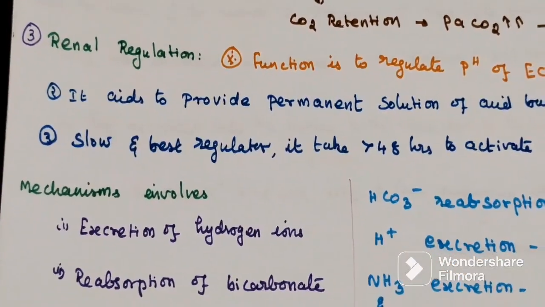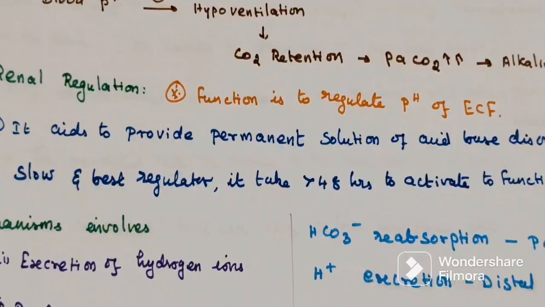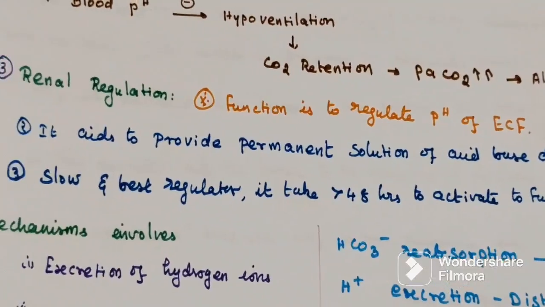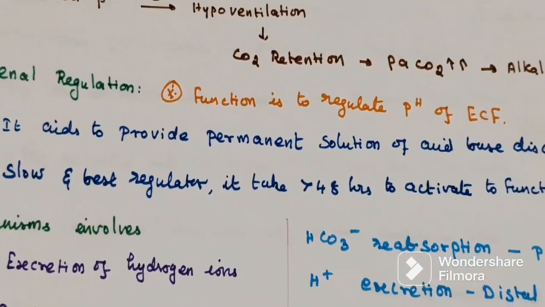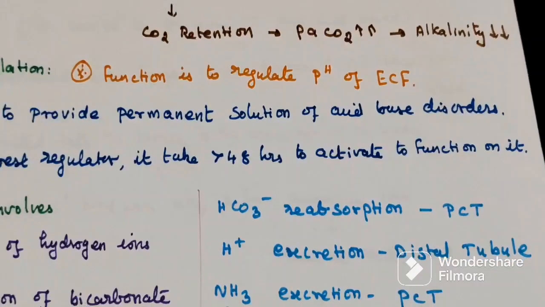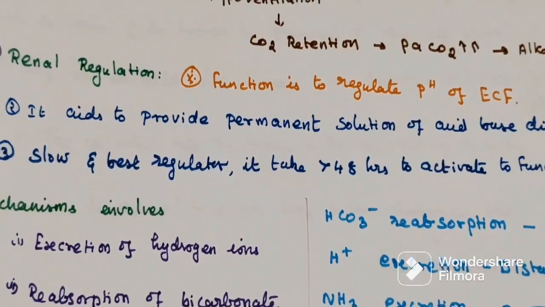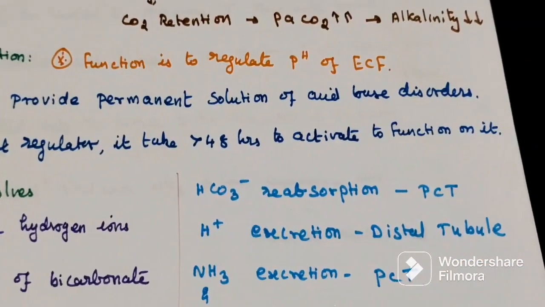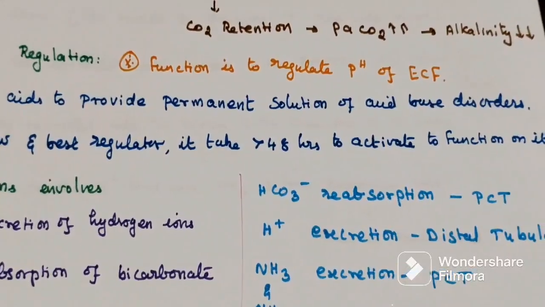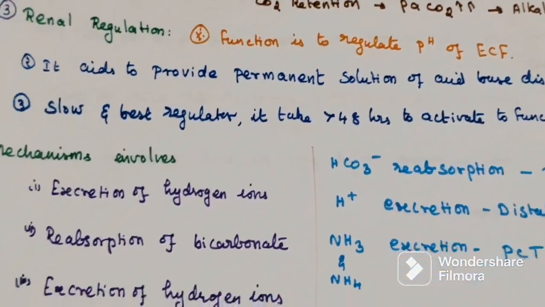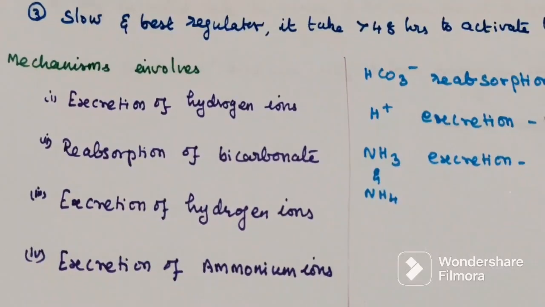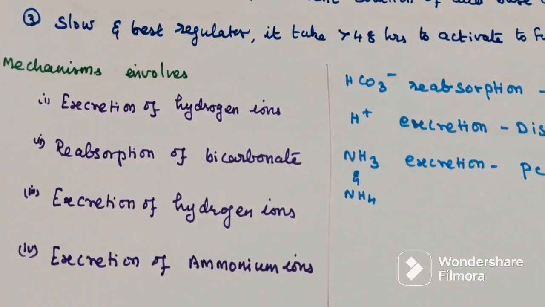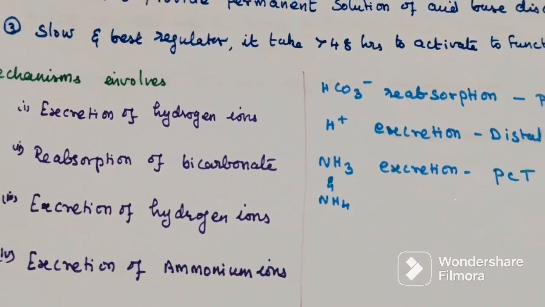Then the next one is renal regulation. The kidney has an important function to regulate pH in extracellular fluid. It provides a permanent solution to acid-base disorders. This one is a slow but the best regulator. It takes more than 48 hours to activate its function. It has four mechanisms: excretion of hydrogen ion, reabsorption of bicarbonate, excretion of hydrogen ion, and excretion of ammonium ion.